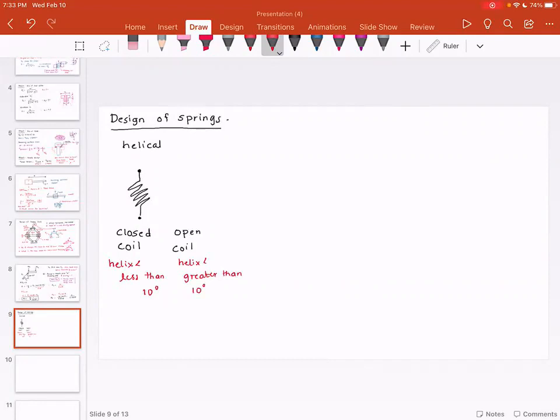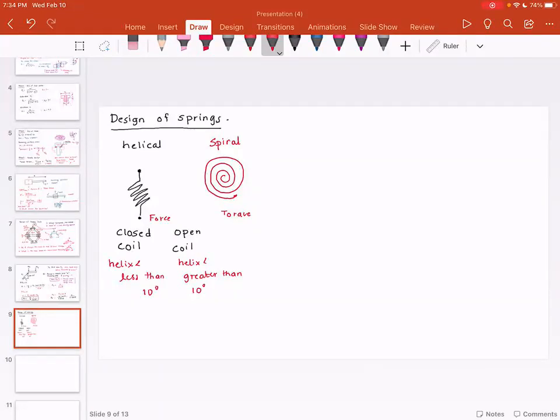The next type of spring is the spiral spring. So if you look at the spring, it is like this. If you had old mechanical clocks or watches, they use spiral springs a lot. Spiral springs are applying torque. So helical springs usually apply forces. Spiral springs can apply torque.